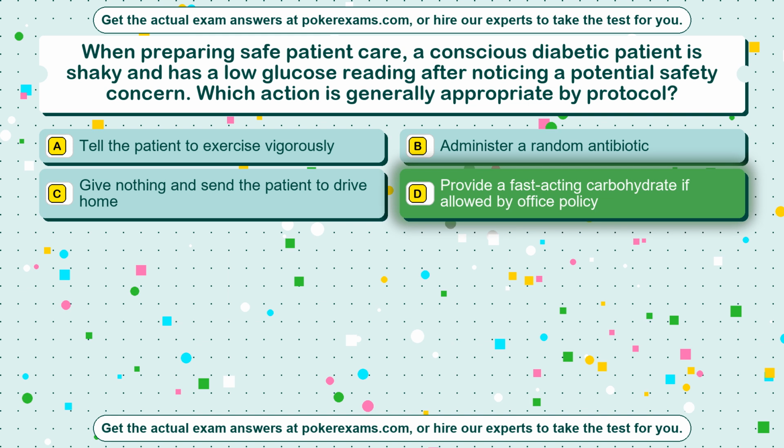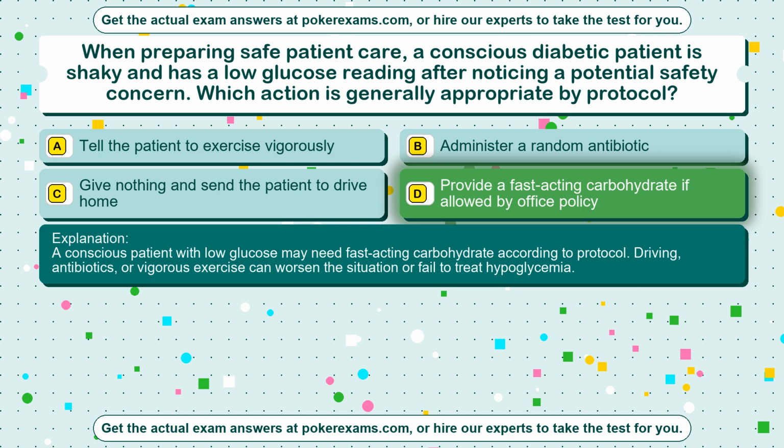The correct answer is option D, provide a fast-acting carbohydrate if allowed by office policy. A conscious patient with low glucose may need fast-acting carbohydrate according to protocol. Driving, antibiotics, or vigorous exercise can worsen the situation or fail to treat hypoglycemia.